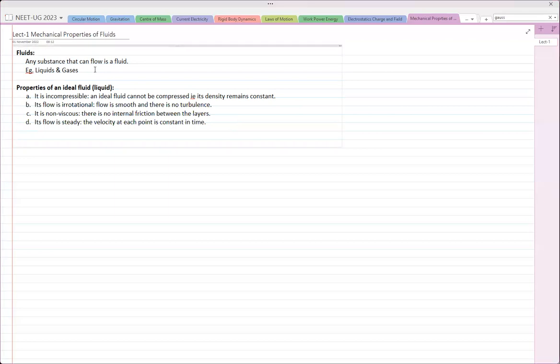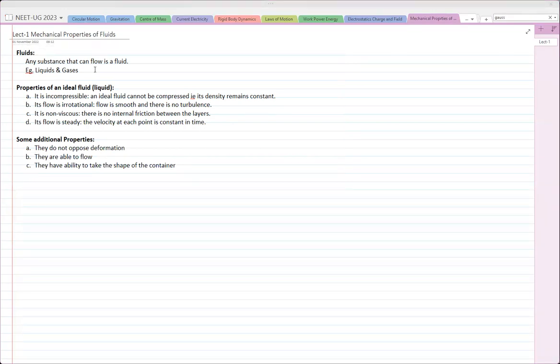Of course, we are considering only liquids and not gases, even though gases are also fluids. एक दो जगह पे हम gases consider करेंगे, बाकी सब liquids की बात चल रही है, ठीक है? Then some additional properties. The first one is that they do not oppose deformation. That means आप उनको shape change करने की कोशिश करो, वो change हो जाएगा. The most important one is they are able to flow and they have the ability to take the shape of the container. These are the things that we need to know about fluids. Now we are studying liquid as a fluid, okay? Not solids or gases.